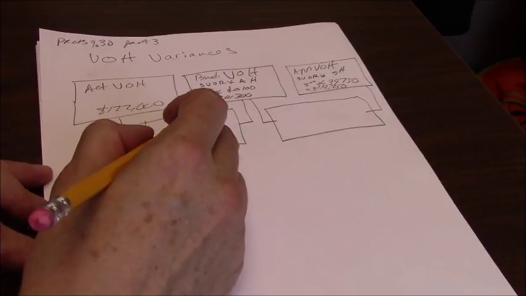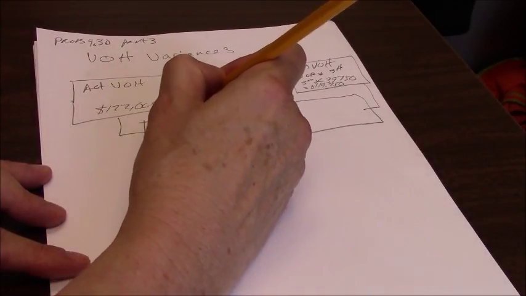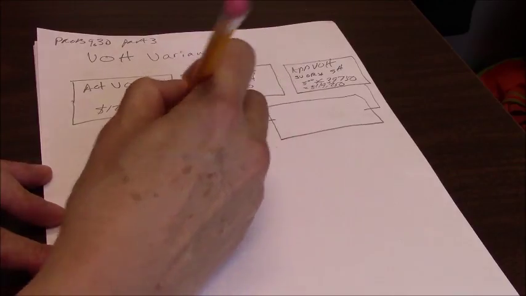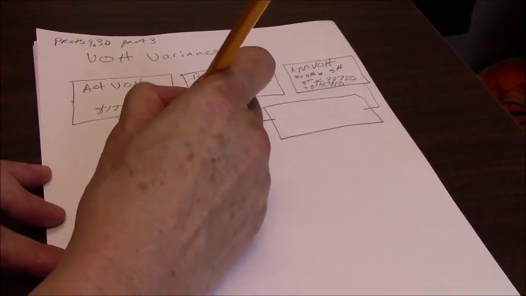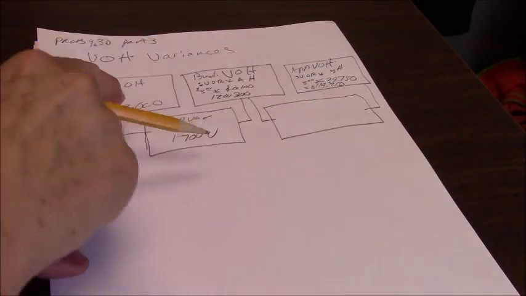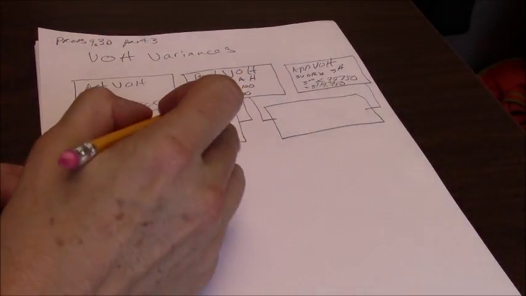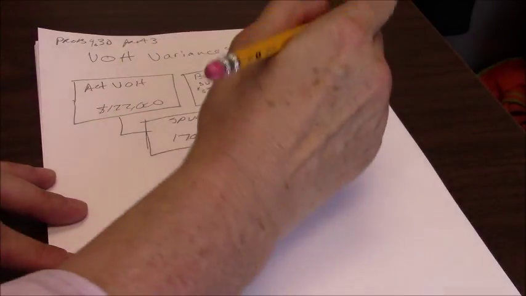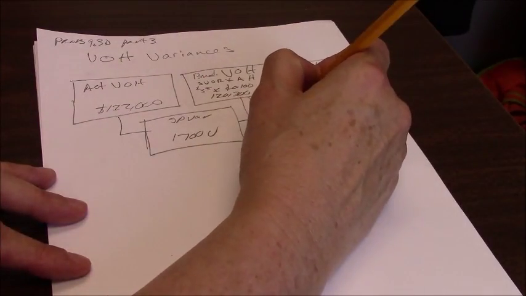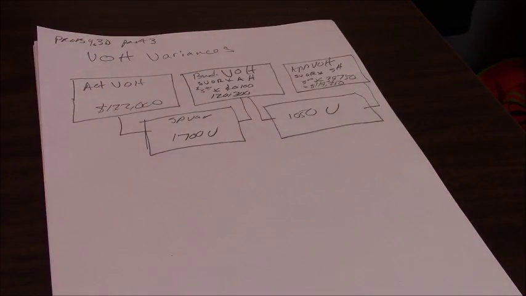So now we can figure out the spending variance, which is 122,000 minus 120,300, and that's a 1,700 unfavorable variance. We spent more than we would have budgeted. And 120,300 minus 119,250, we weren't as efficient, 1,050. So there's your last of your variances.